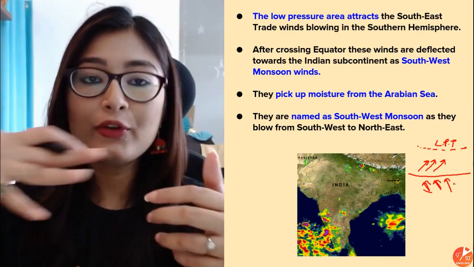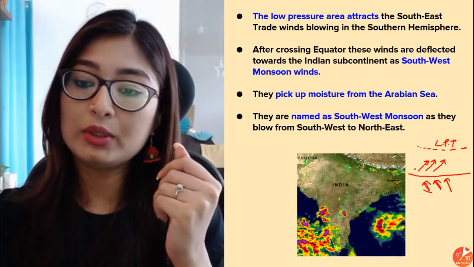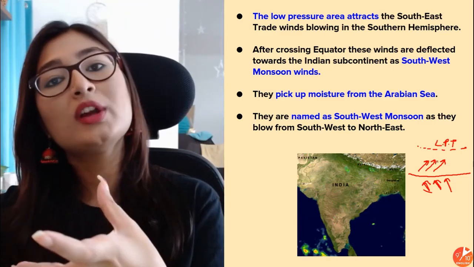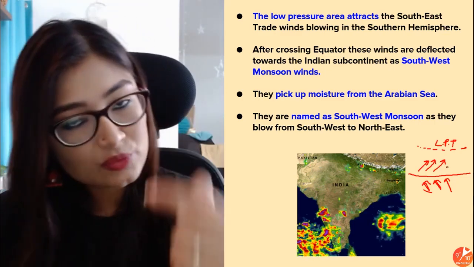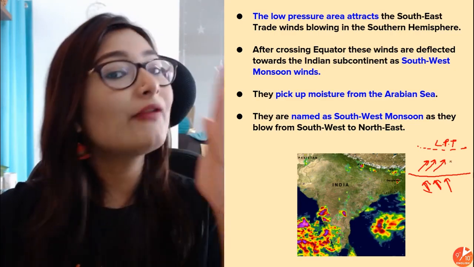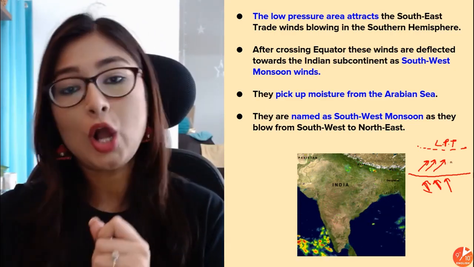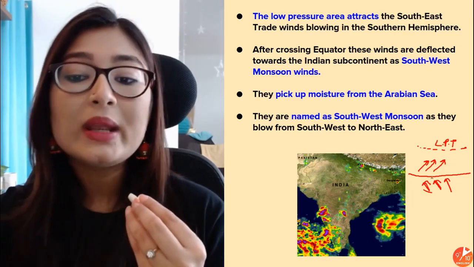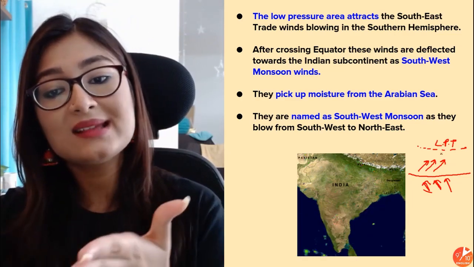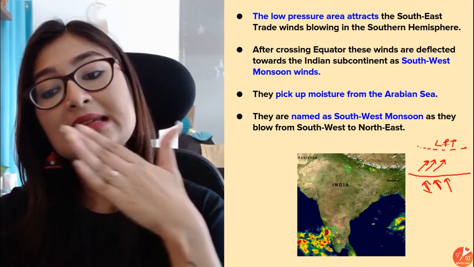And when they blow from this part, from here to here, they pick up a lot of moisture from the Arabian Sea, and in fact they will get divided in two branches, which we will discuss eventually, of the Arabian Sea and of the Bay of Bengal. Okay, and that is why these are named southwest monsoon winds, as they blow from southwest to northeast. This is the direction.